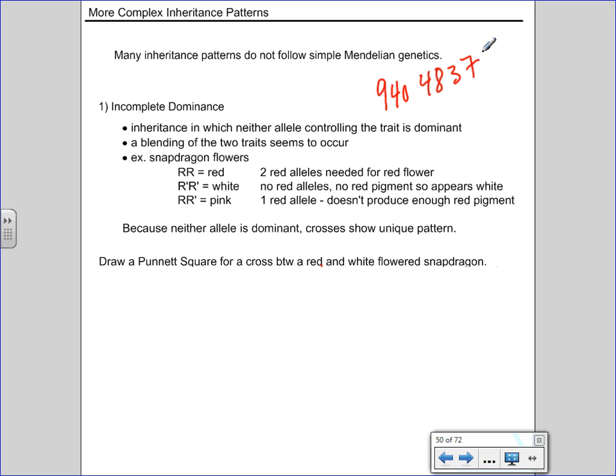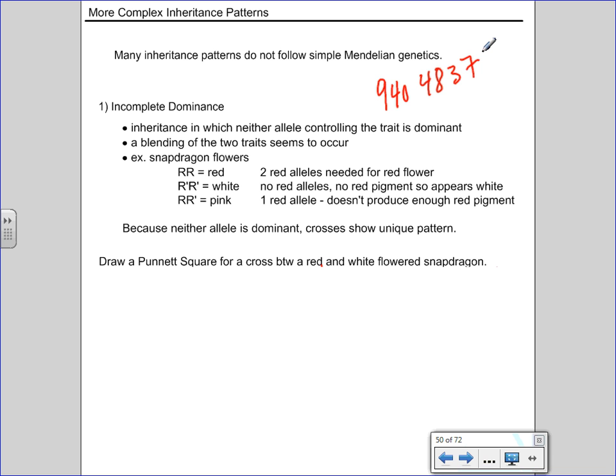Okay, so the first type of complex inheritance pattern that we're going to look at, so this means when we're not talking about the Mendelian ratios. Okay, Mendel's ratios worked for complete dominance, where either there's a dominant trait, or when they have both recessive alleles, they show the recessive trait. Okay, so the first one we're looking at is incomplete dominance.